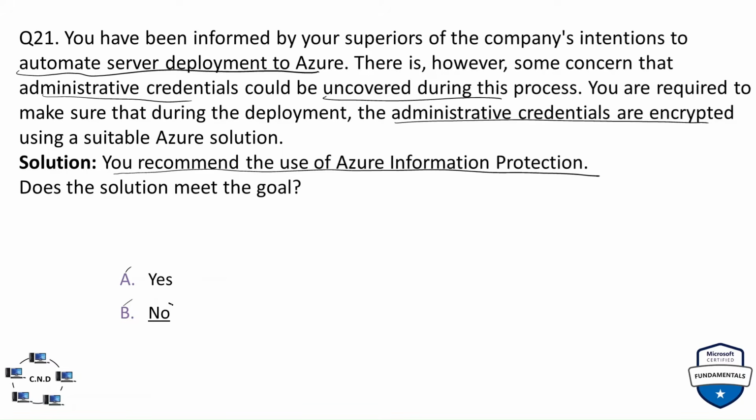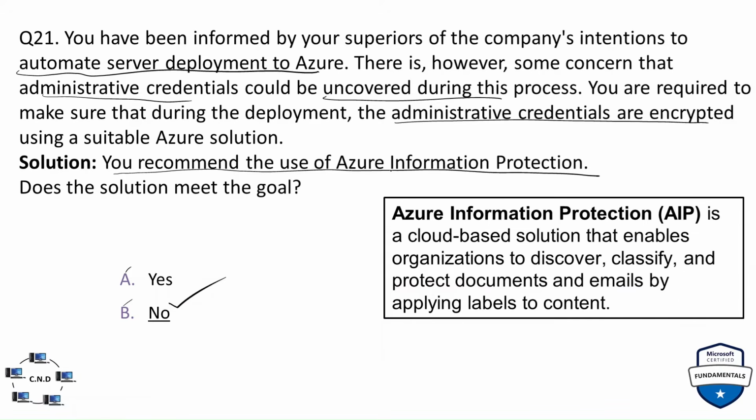So Azure Information Protection does not meet our requirement. Why is that? Because Azure Information Protection is a cloud-based solution that enables organizations to discover, classify, and protect documents and emails by applying labels to them. It does not encrypt or protect the credentials as is required in our case.